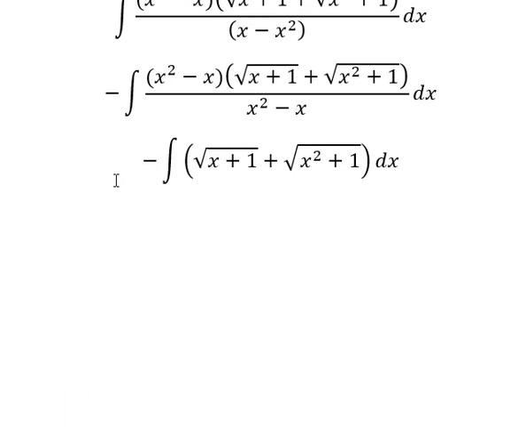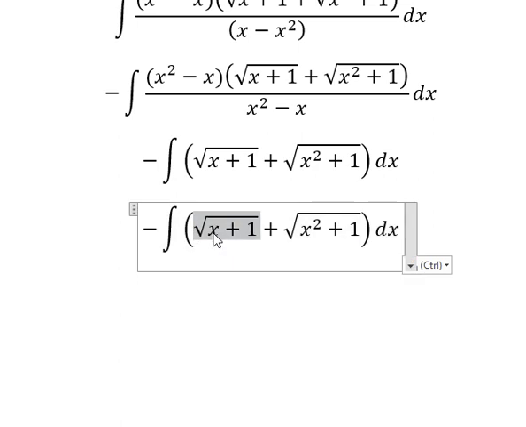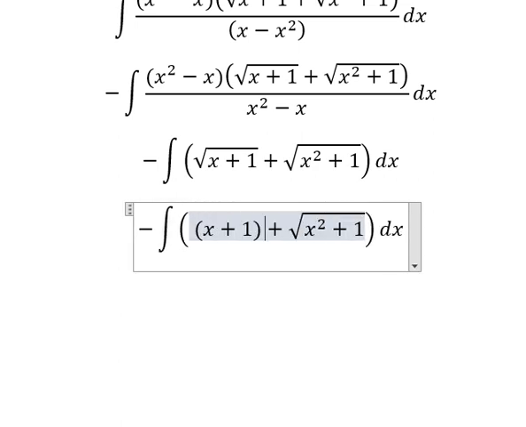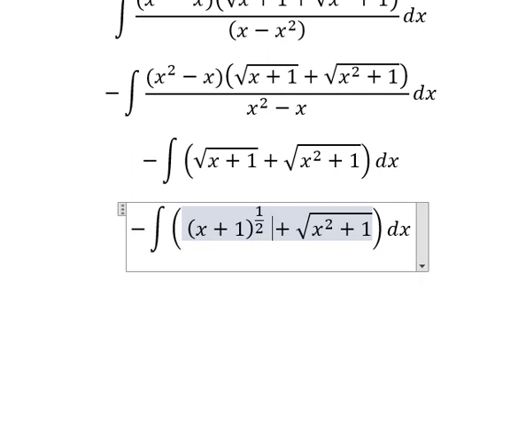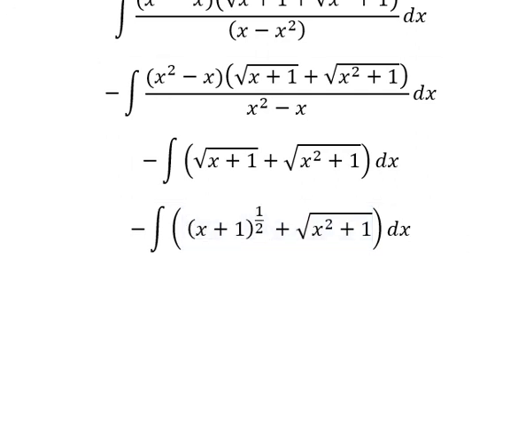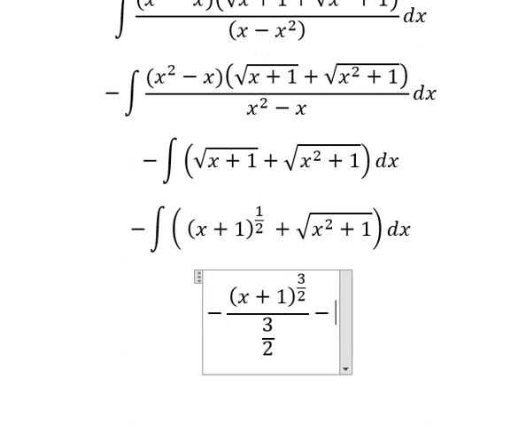Next, this one we can write as s plus 1 to the power of 1 over 2. The integration of this one, we have negative s plus 1 to the power of 3 over 2 over 3 over 2. Now we just consider this one.